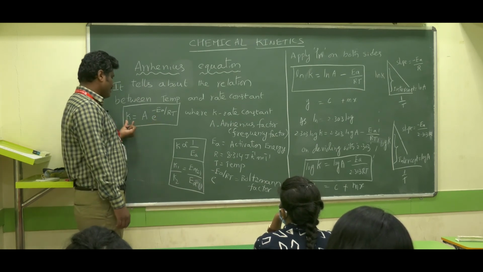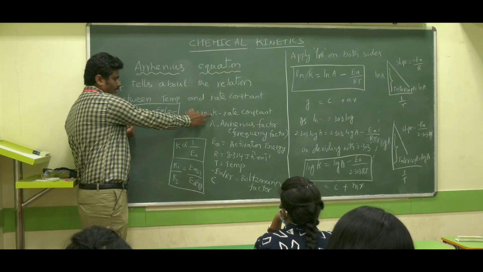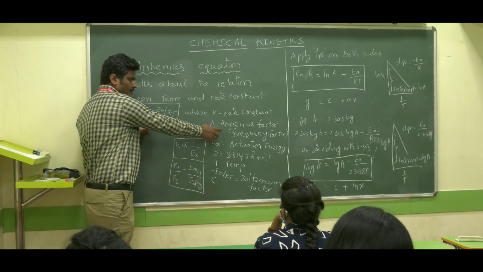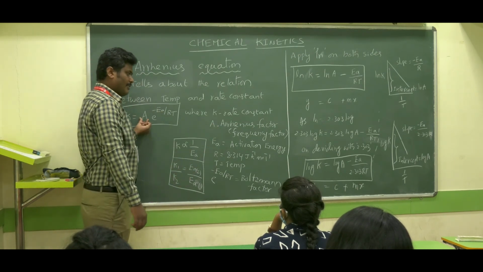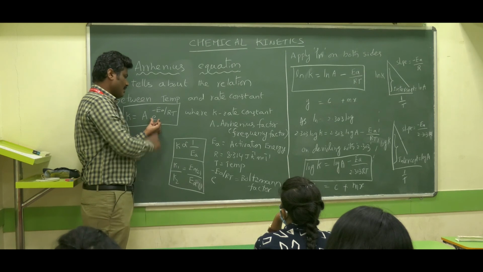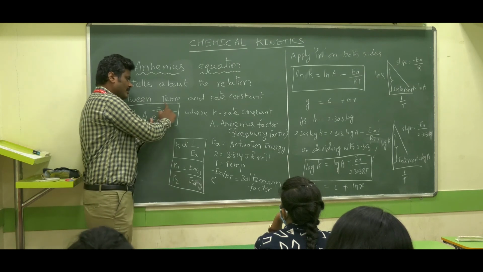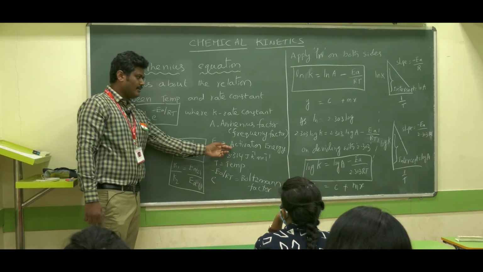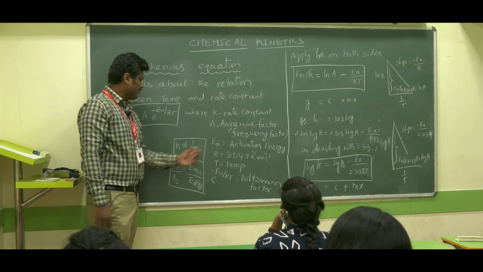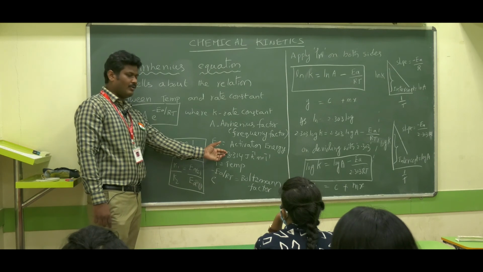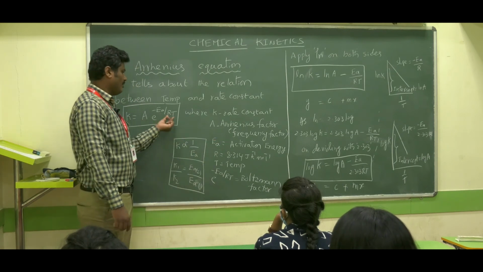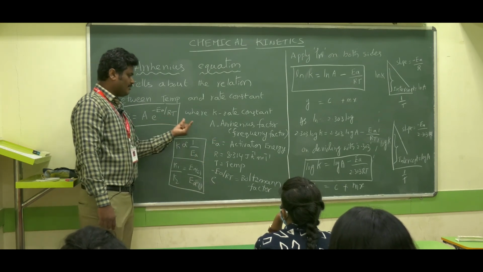The terms in this equation are: K means the rate constant; A means the Arrhenius factor, or you can also call it the frequency factor, whose unit is per second; e is Napier's logarithm base; the most important factor is Ea, that is the activation energy; and R is the gas constant, 8.314 joule per Kelvin per mole, otherwise 2 calorie per Kelvin per mole. And T is temperature.